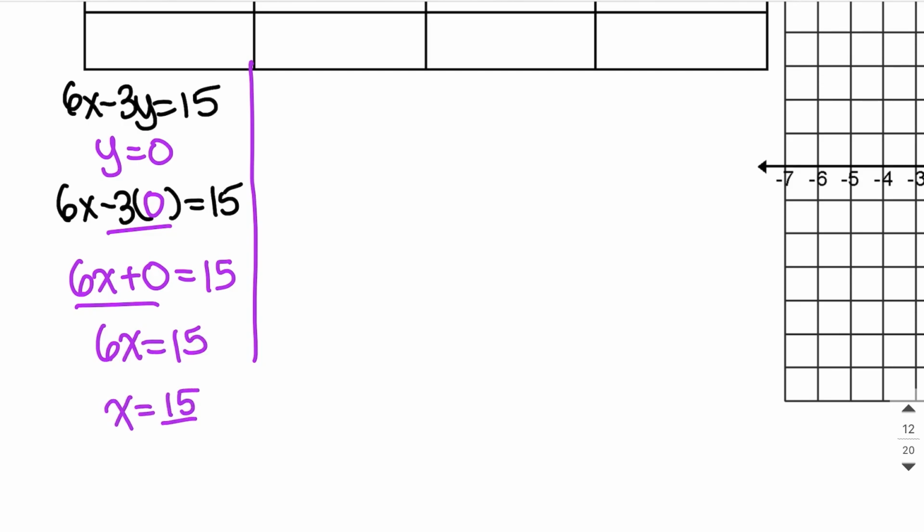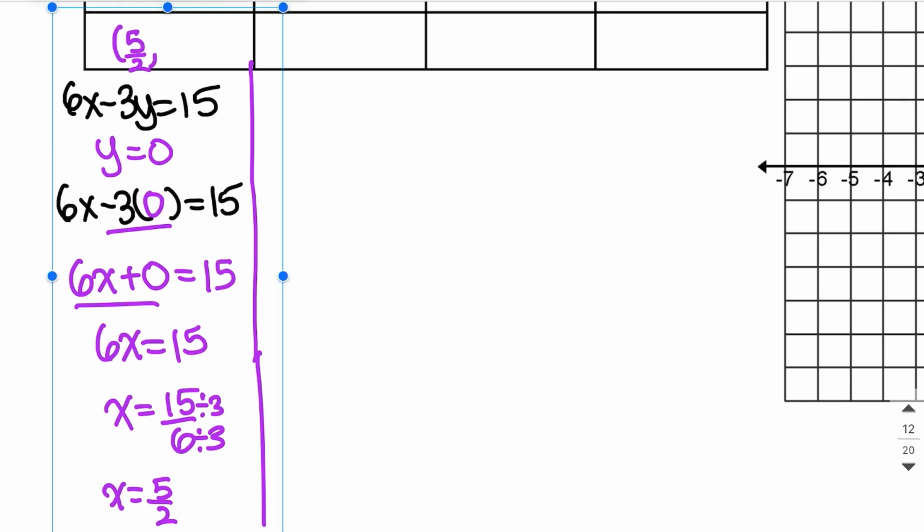Divide both sides by 6. I get 15 over 6. 15 over 6 can be reduced. They both have a common factor of 3. So I get 5 over 2. So here our x-intercept is not as pretty, right?